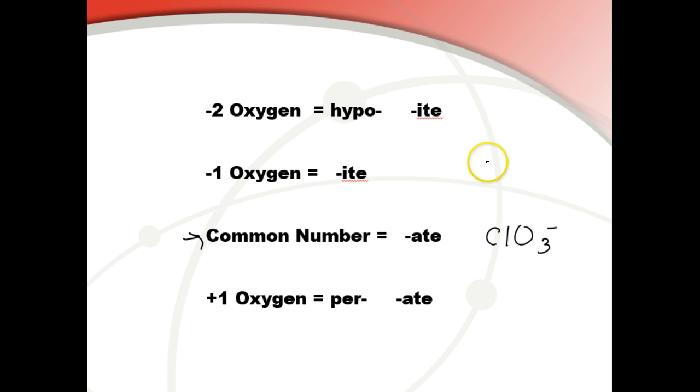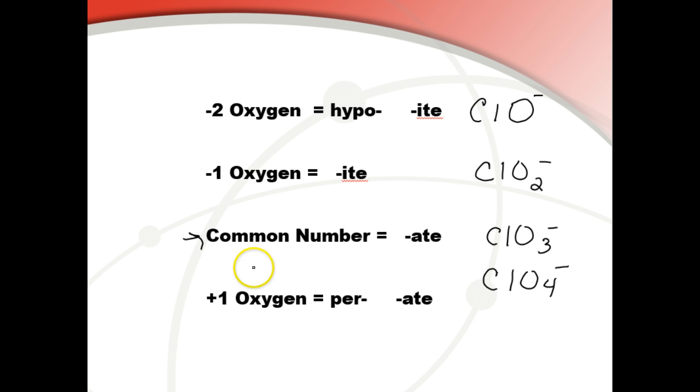If it's got 1 less oxygen, ClO2, this would be chlorite, 1 less oxygen than the ATE ending. If it's got 2 less oxygens, ClO, that's hypochlorite. And if it's got 1 more oxygen, ClO4, that is perchlorate. Again, we're basing this off of the ATE ending, and we can get the number of oxygens for that ATE ending based on the periodic table.